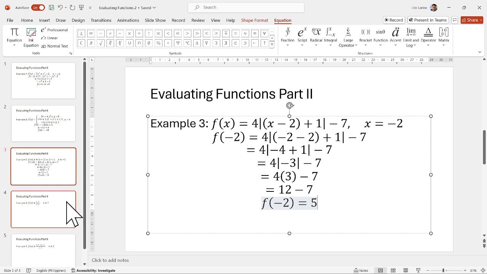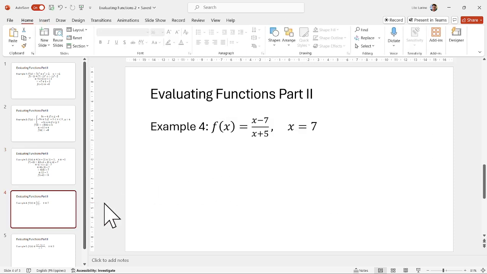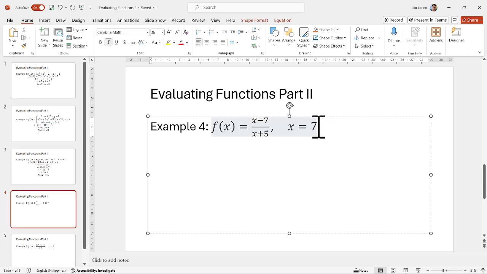Okay. Now, in our first set of examples, we forgot to add this kind of function, no? To evaluate this kind of function, which is a rational function. A rational function is a function which is the ratio between two polynomial functions. Now let's evaluate this rational function when x is equal to 7.